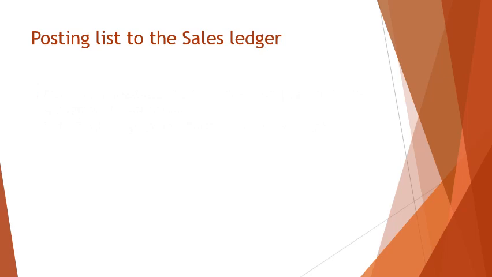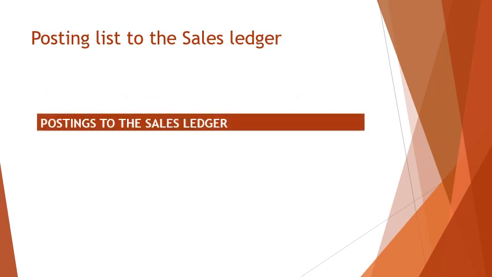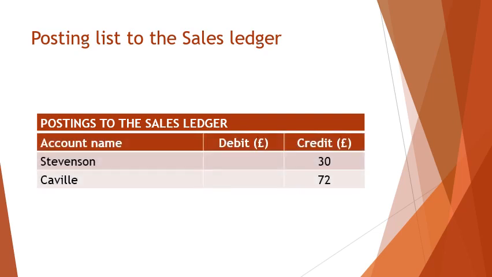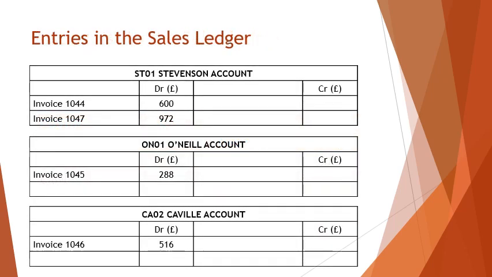So the postings list to our sales ledger will be as follows. We will credit our Stevenson account with £30, and we will credit our Caville account with £72. So in the sales ledger, we will record credit note 101 as a £30 credit to the Stevenson account, and we'll also record credit note 102 as a £72 credit to the Caville account.